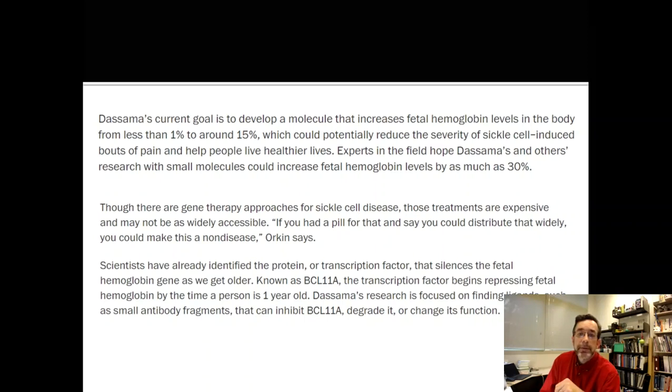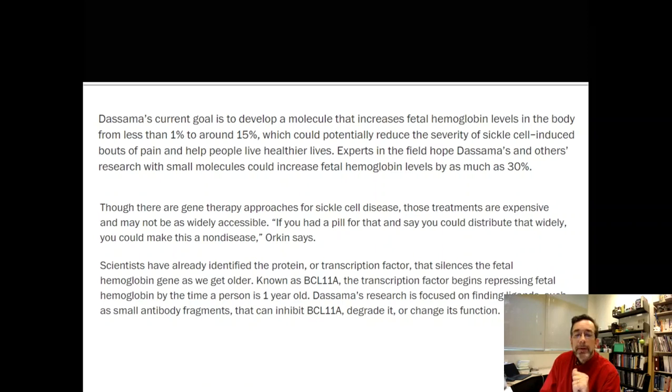Her current goal is to develop a molecule. Normal levels of fetal hemoglobin are around 1%. If we can bring that up to 15%, that could have a real effect on how the blood works. In fact, she might be able to get up to 30%. So let's root her on, and let's see what comes out of her lab.